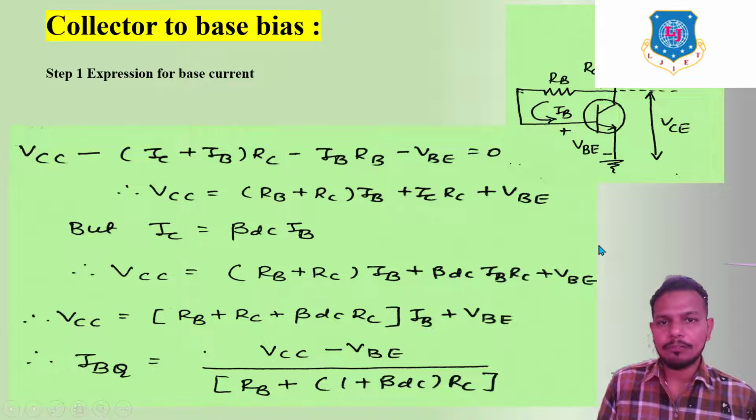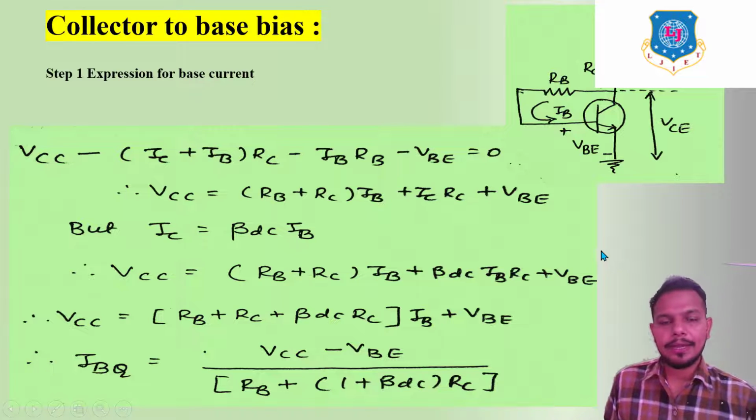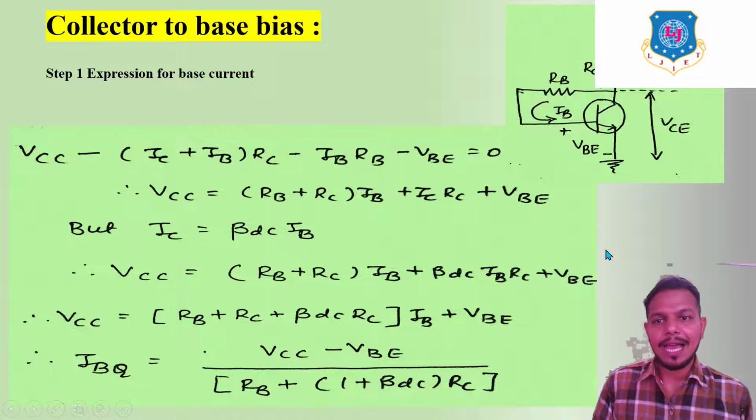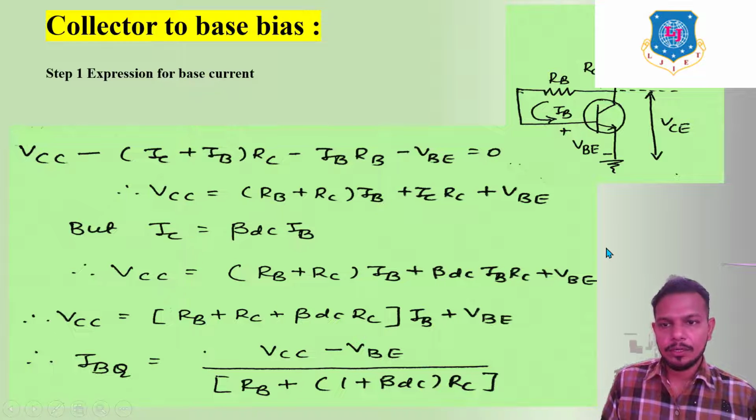Now same, we have to follow that technique. Step number 1, expression for the base current. Step number 2, expression for the collector current. And step number 3, expression for the VCEQ, right? So in this circuit diagram, we have to just apply KVL at the input side. Here we can see VCC minus (IC plus IB) into RC minus IB RB minus VBE is equal to 0.